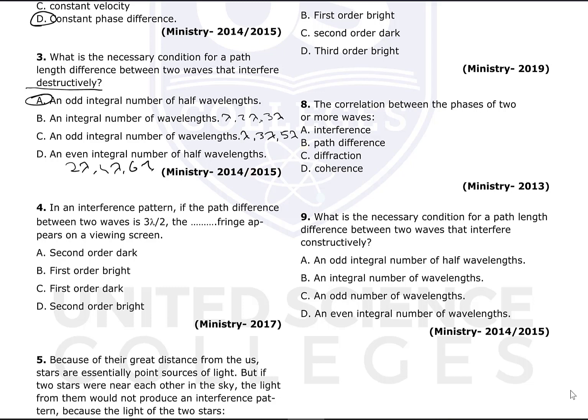Odd integral number of half wavelengths, which means lambda over 2, 3 lambda over 2, 5 lambda over 2, 7 lambda over 2, and so on. So they produce destructive interference.